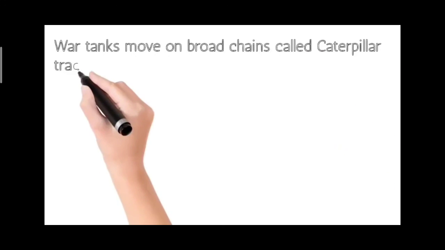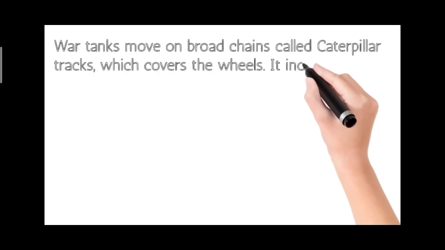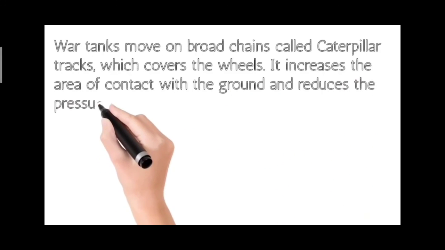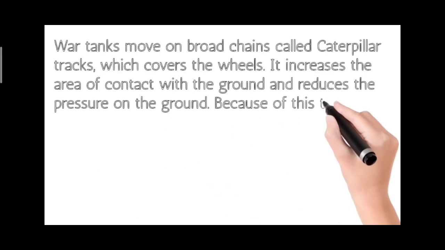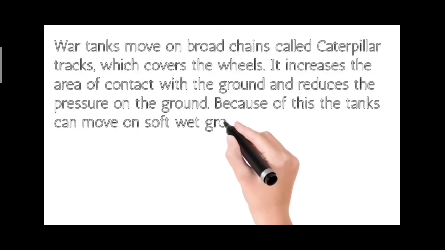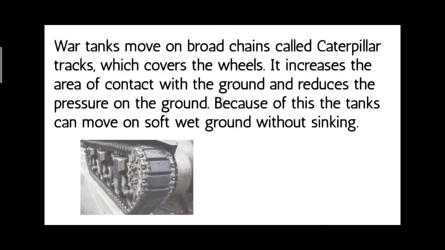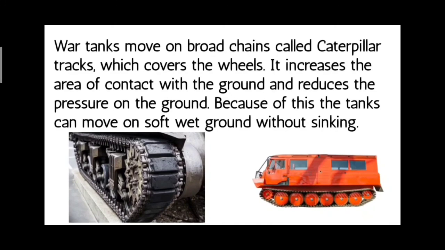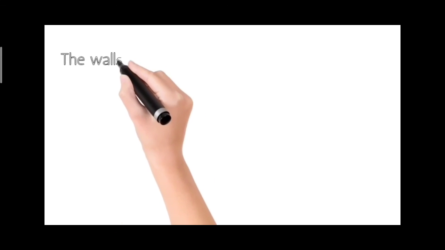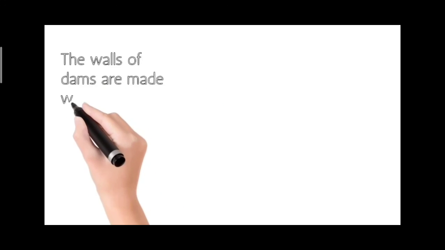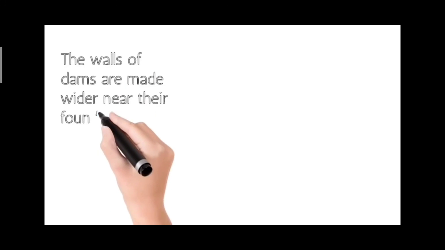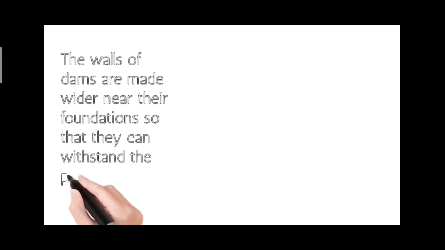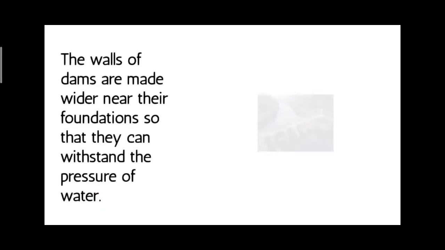War tanks move on broad chains called caterpillar tracks, which cover the wheels. It increases the area of contact with the ground and reduces the pressure on the ground. Because of this, the tanks can move on soft, wet ground without sinking. The walls of dams are made wider near their foundations so that they can withstand the pressure of water.